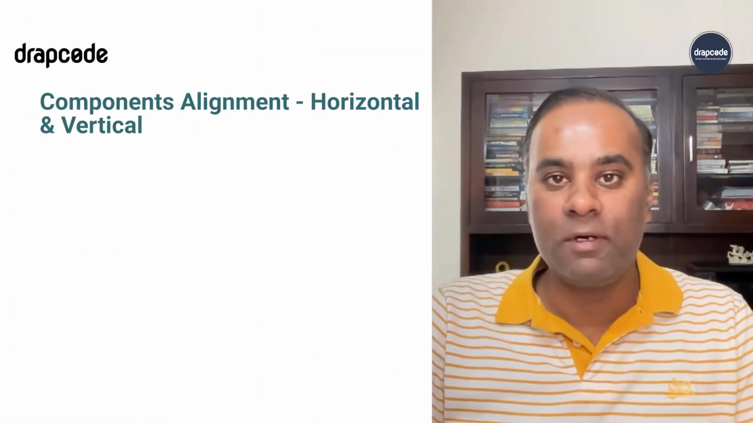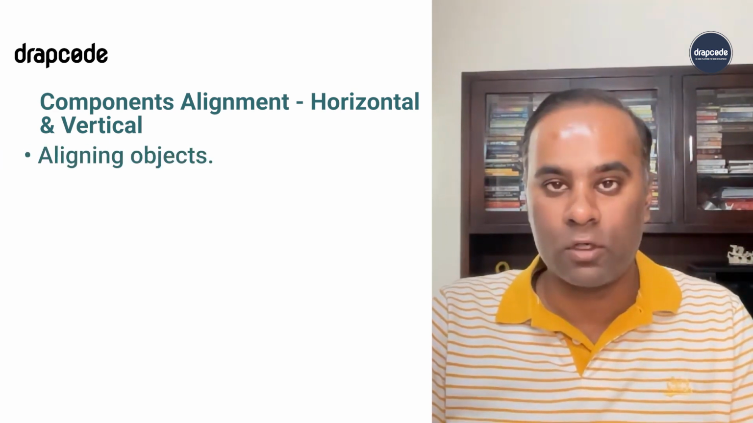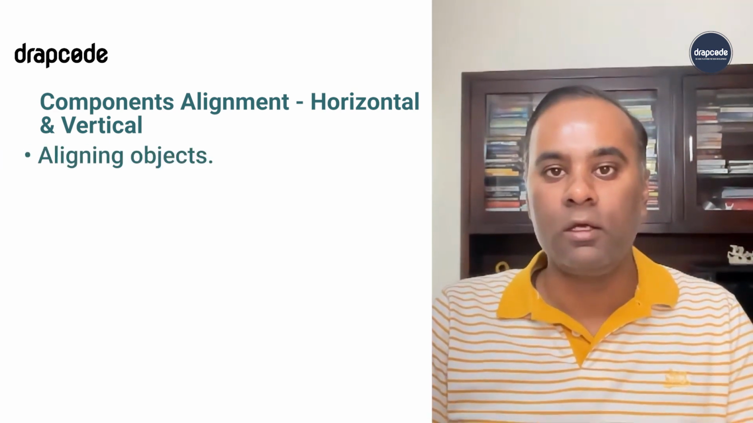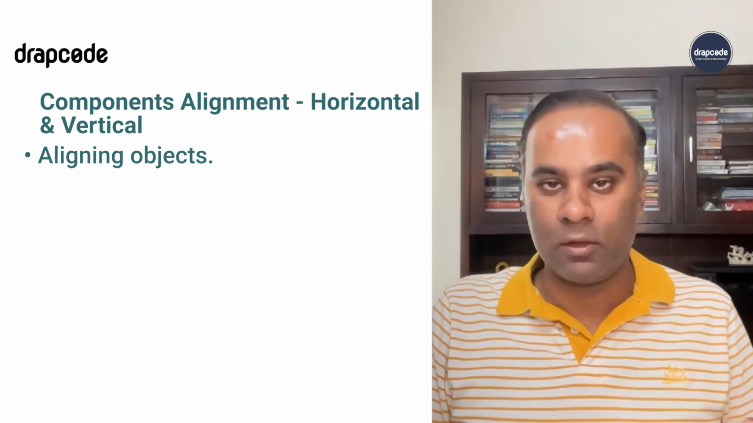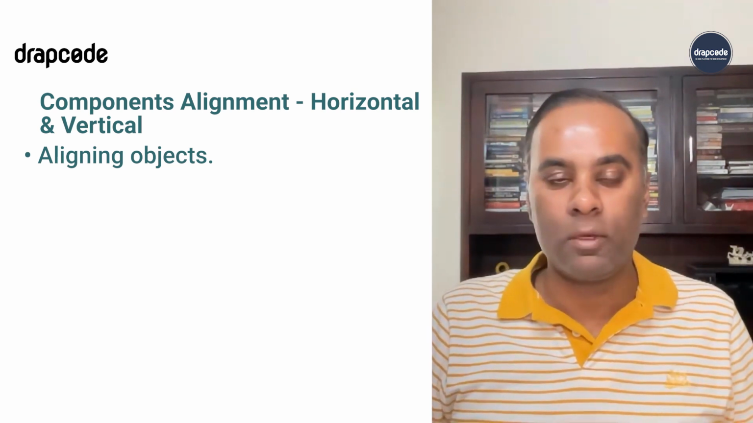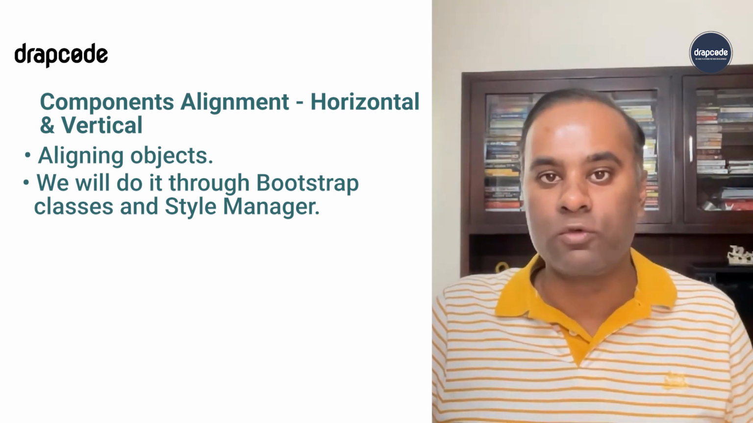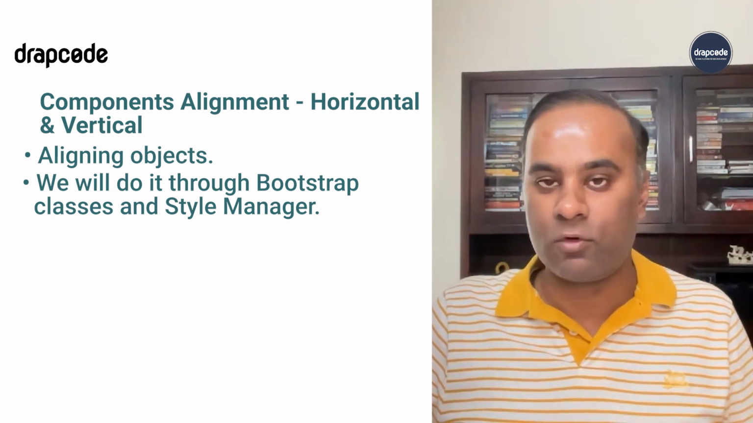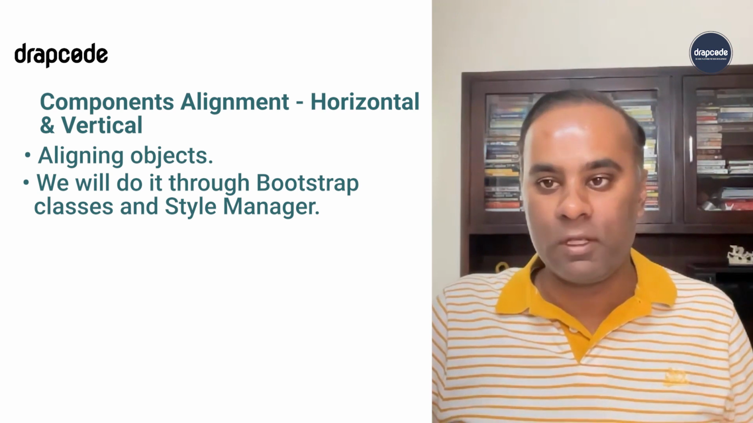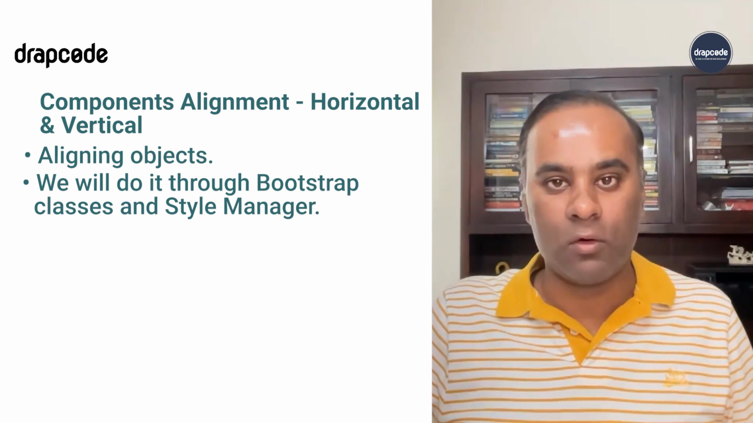So in this video, we will understand how to align something within a box or a div or a container, so that you can see how to align something to the left, to the right, to the bottom and top and all those things. And we will see how to do it through Bootstrap classes because we use the Bootstrap UI framework. So with the classes, if you want to do it with CSS or with the style manager, let's see both how that can be done.